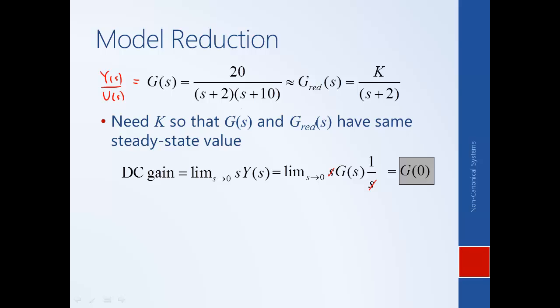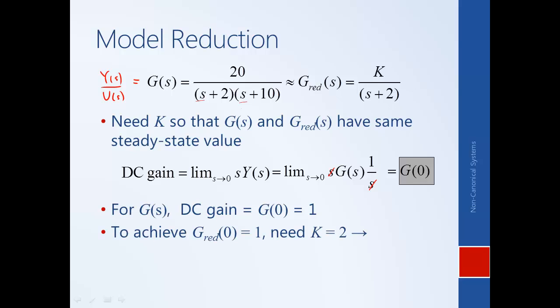So this is called the DC gain. This is how much scaling is produced by the transfer function in steady state. For our given system, if we look at G of 0, we plug in 0, we get 20 divided by 2 times 10, which equals 1. So the DC gain of our original transfer function is 1, and we want our reduced transfer function to also have a DC gain of 1. So if we substitute in 0 for s, we need that K over 2 equal 1. Therefore, we need that K equal 2.